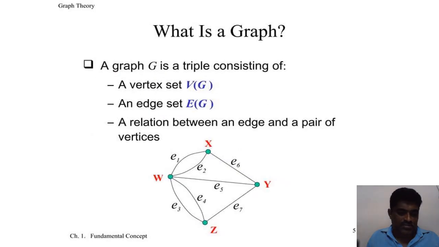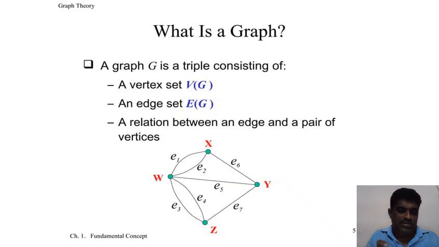Come to the next slide. What is a graph? In a normal definition, a graph is a mathematical structure used to model pairwise relationships. It consists of vertices or nodes representing objects, and edges or links representing relationships between objects. The formal definition: a graph is officially defined by three things, what we call a triple: the vertices, the edges, and the relationship.